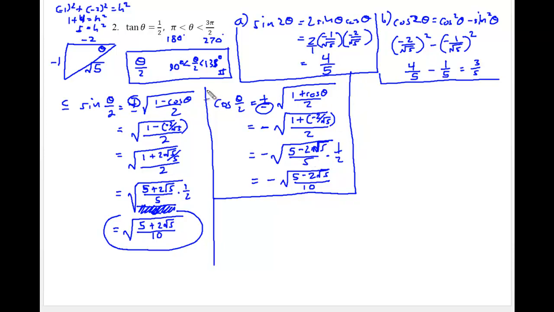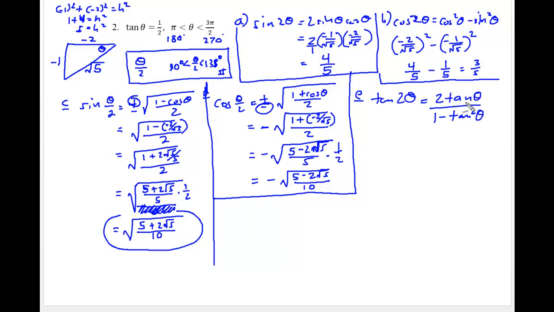So that was part D right there, and now we're going to rock to part E, which is going to be looking at the tangent of 2 theta. And what's nice about this is that the tangent of 2 theta is 2 tangent theta divided by 1 minus tangent squared theta.